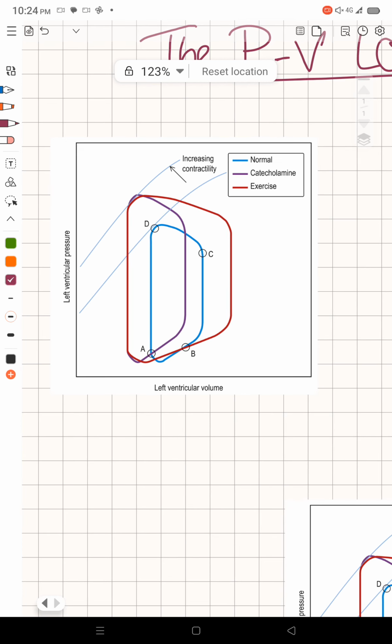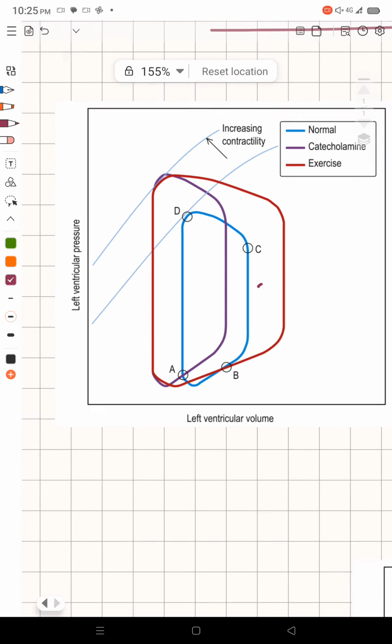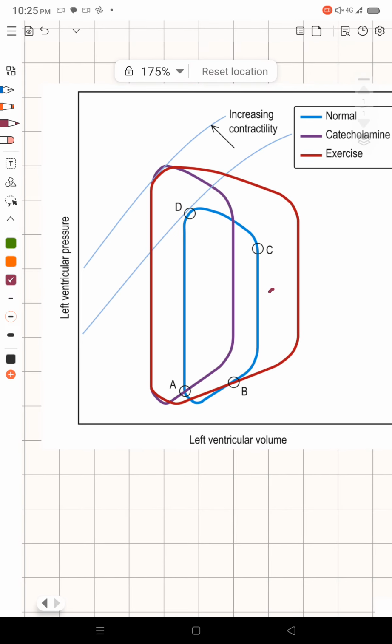What does the pressure volume loop show? In this graph, you can see there are three loops. In blue, this is the normal. The red is the effect of exercise, and the purple is the effect of catecholamines. Let us first discuss the normal.